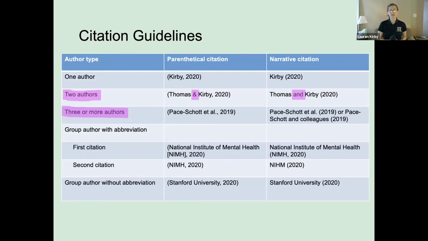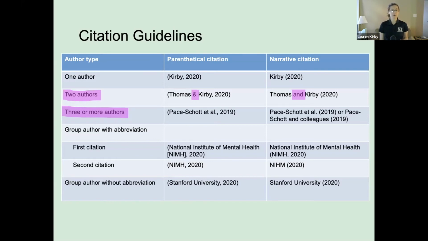So if the sentence said, Thomas and Kirby in 2020 wrote a paper about situational interest, then you need to use "and." It's spelled out. Instead, you could use the parenthetical citation, so that would be something like you have a fact, situational interest predicted conceptual change, and then at the end of that sentence, you throw the citation, Thomas and Kirby 2020. That's where you're going to use the ampersand.